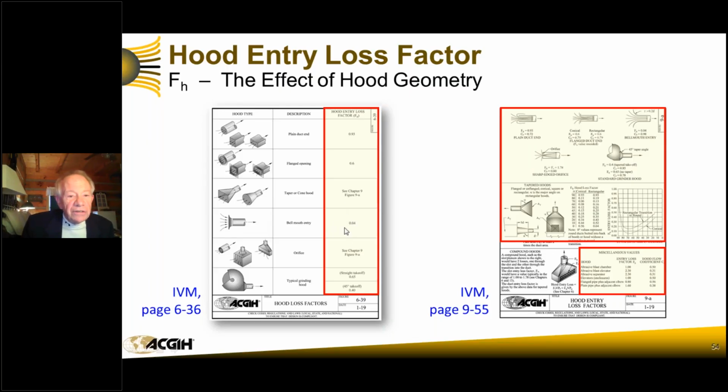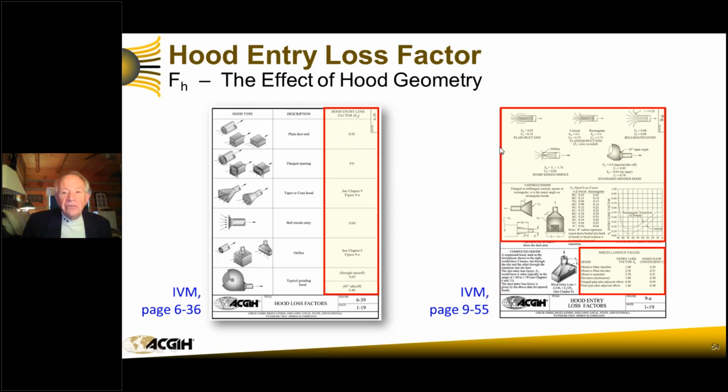Next, the most efficient design is going to be one of these. They're going to be from 0.04, then we'll jump up to 0.15, 0.2. Then the next one will be something like a transition that's squared around, which is about 0.25 times the velocity pressure. Or a flange. A flange will be about 0.06. And a plain duct end, just a sharp edge at the duct end, 0.93.